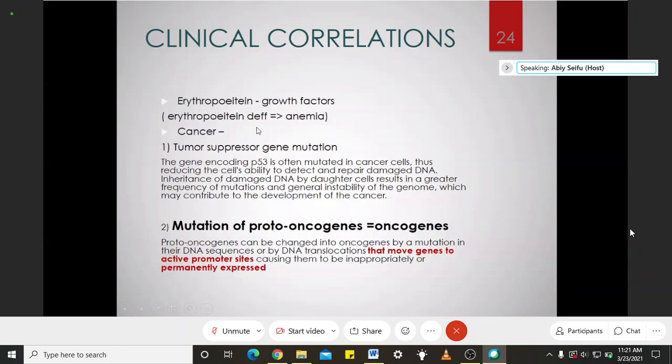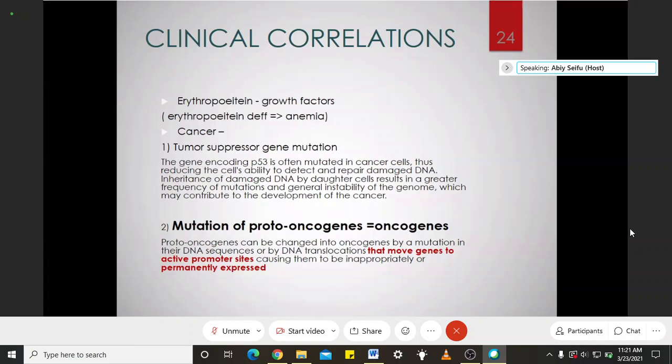Another application of mitosis and meiosis is the development of cancer. You can describe the pathogenesis of cancer by knowing these important genes, the tumor suppressor genes and the proto-oncogenes, and the role of these genes. As we have said, the tumor suppressor gene is a gene that allows the cell to undergo apoptosis.